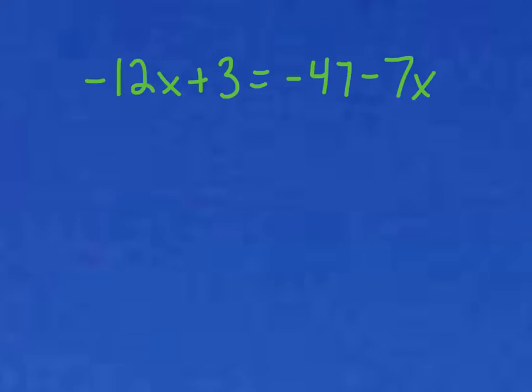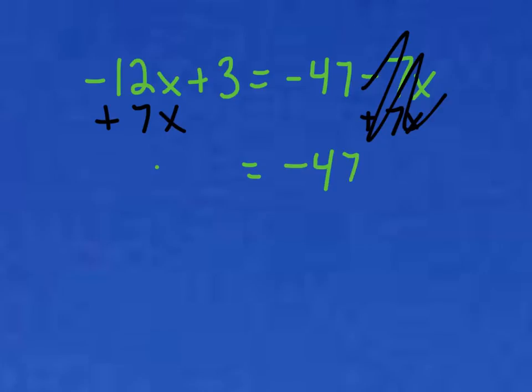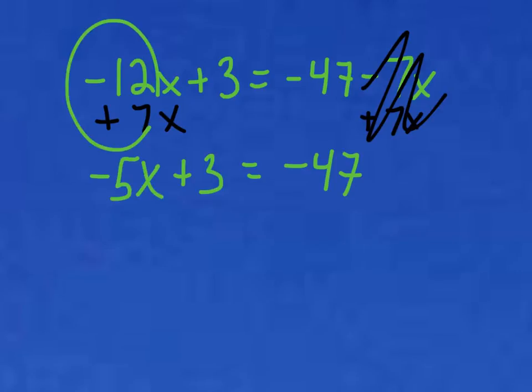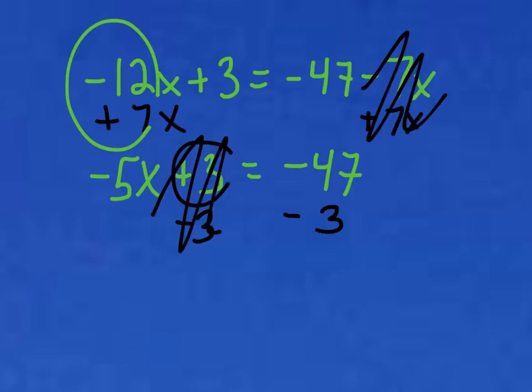All right, step 1, we are going to get rid of this minus 7x by adding 7x to both sides, canceling those out. So we've got that negative 47 left there, plus 3. So negative 12 plus 7 would get me negative 5, so it's negative 5x. Okay, next up I'm going to get rid of this plus 3 by subtracting 3 from both sides, canceling those out, and we'd be left with negative 5x equals negative 47 minus 3, that would be negative 50.